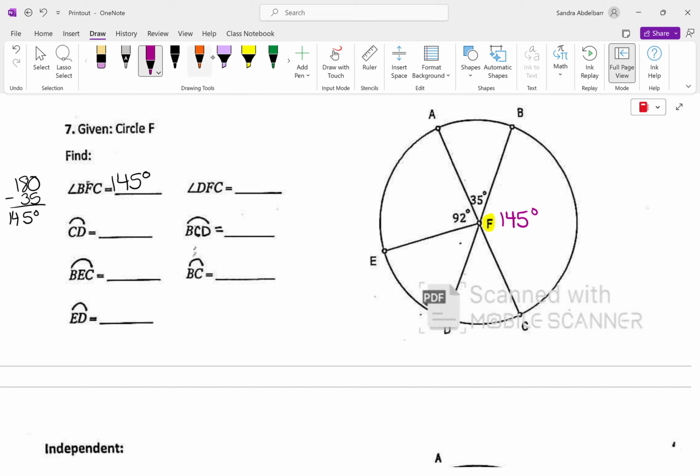All right, next one, we want to find angle DFC. That brings us to this angle right in here. Does anybody see a relationship between angle DFC and another angle that we used to use all the time in proofs, James? It's a vertical angle. They're vertical angles, and what do we know about vertical angles? They are congruent, so that means this is also 35 degrees.